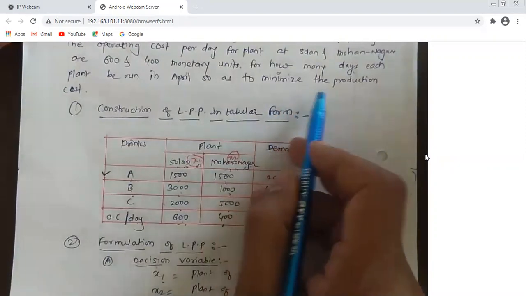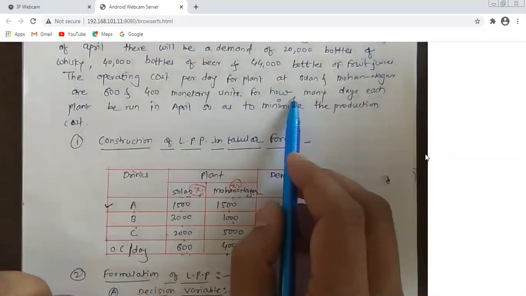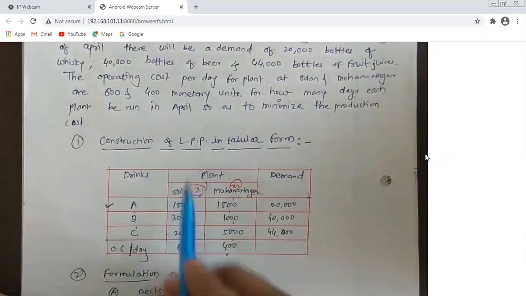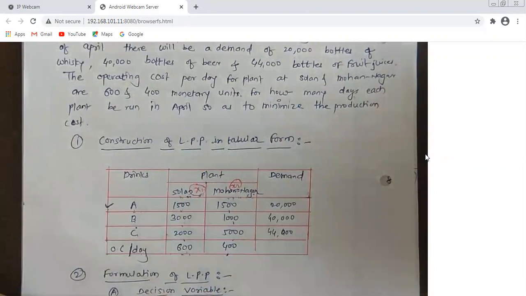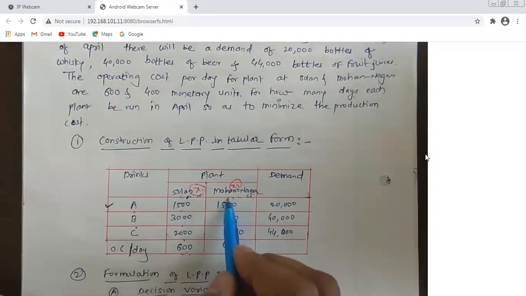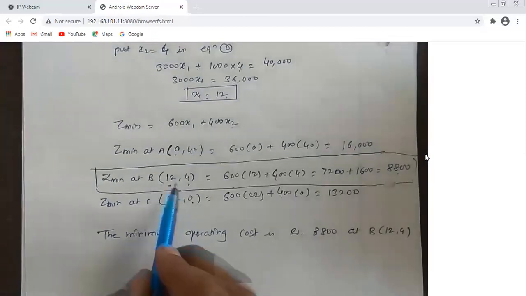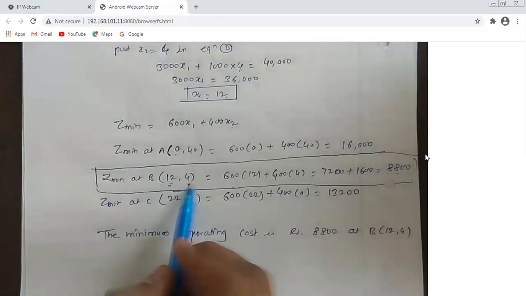See, minimize the production cost, means the minimum production cost is 8,800. And what they have asked: for how many days each plant should be run in April. म्हणजे सोलन प्लांट आणि मोहननगर प्लांट किती दिवस रन करायला पाहिजे एप्रिल मध्ये. What we have decided, Solan plant will run for x1 days, Mohannagar plant will run for x2 days. So from this we can write: Solan plant will run for 12 days, Mohannagar plant will run for 4 days. So I will write.